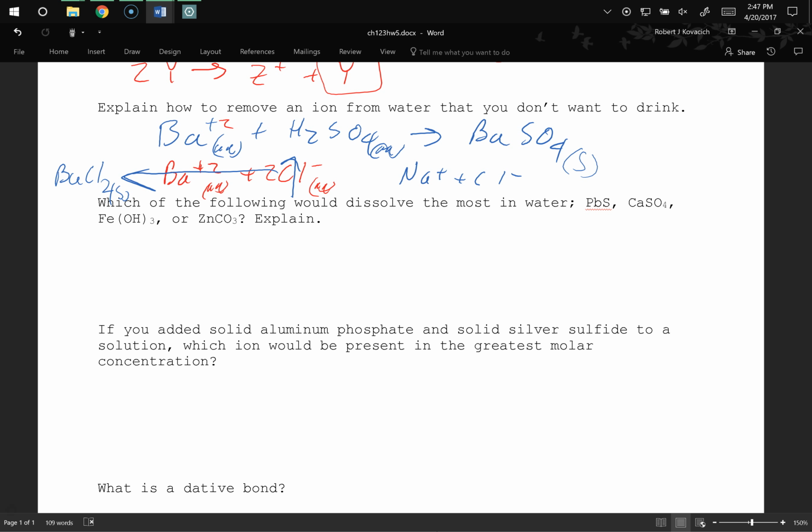So we've got 4 KSPs. This one is ridiculous. This is a 10 to the negative 38. This one is also pretty ridiculous. This is a 10 to the negative 28. The sulfate one, this is a 10 to the negative 5th. And then the zinc is 10 to the negative 7th.